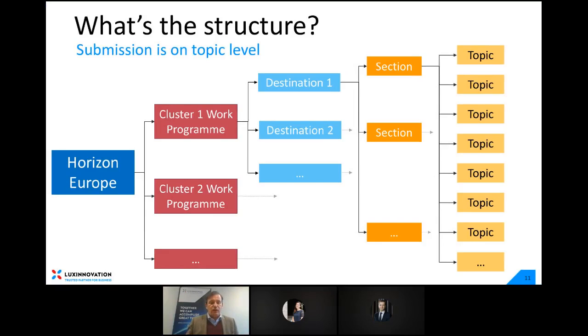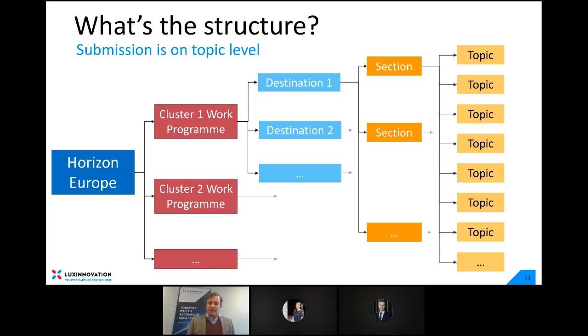Basically, you have Horizon Europe on the left, the whole program. For each cluster, you have dedicated work programs. Under each cluster, you have the destinations, major chapters aligned with the key strategic impact that the cluster wants to achieve. The destinations are, again, divided into sections, and for each section, you have the separate topics.